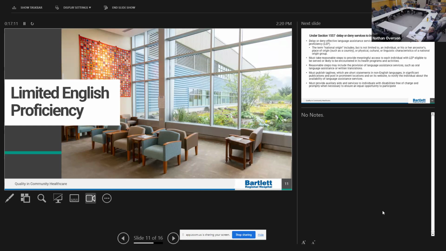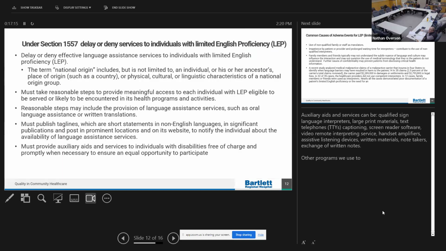Limited English proficiency. This is one big area that we looked at when we did our annual risk assessment. I don't really want to read the slide. This is kind of your area of expertise. Do you want to talk about it?